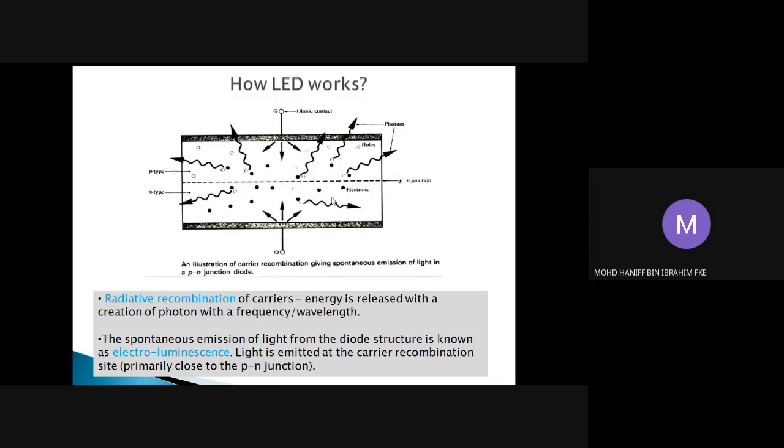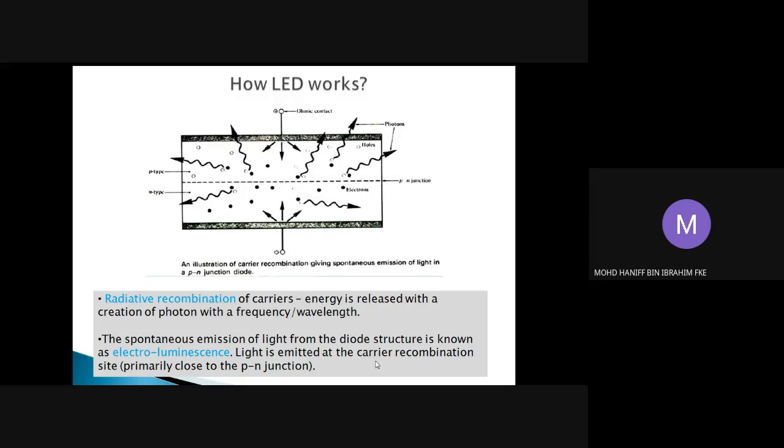Just to make it clearer, recombination of carriers in LED light production can be divided into two types. The first is radiative recombination and the second is non-radiative recombination, in which radiative recombination will produce light or photons, whereas non-radiative recombination will only produce heat.